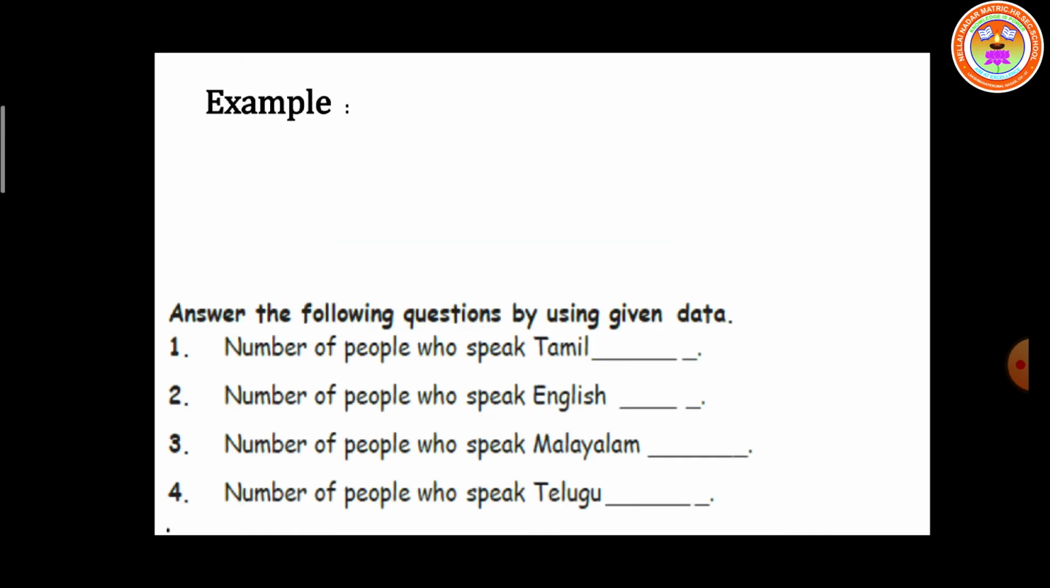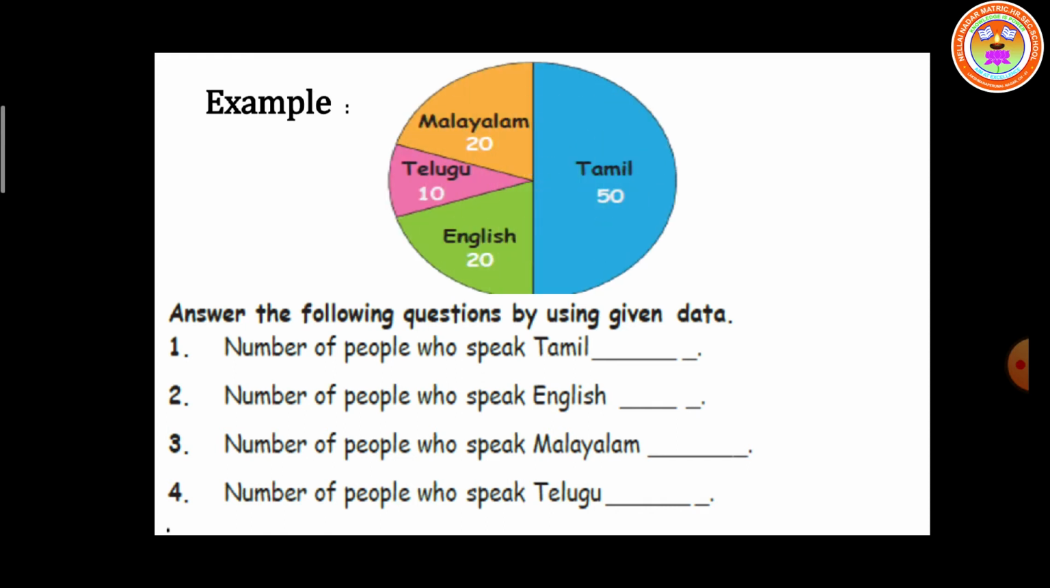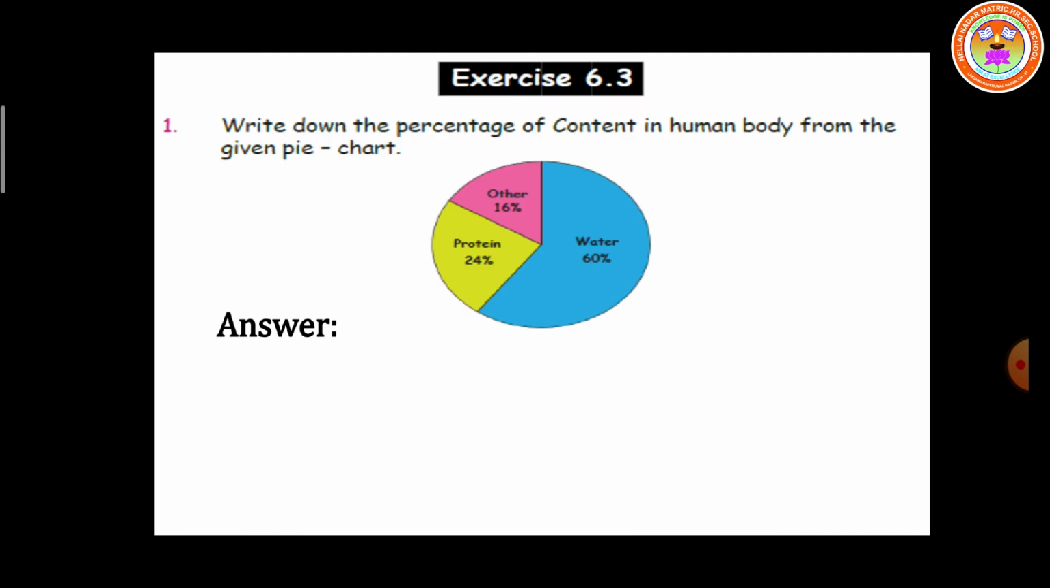Now see, this is an example: observe the pie chart and answer the following question given here. The number of people who speak Tamil is 50, English is 20, Malayalam is 20, and Telugu is 10. Is it clear? Now it's an exercise problem.